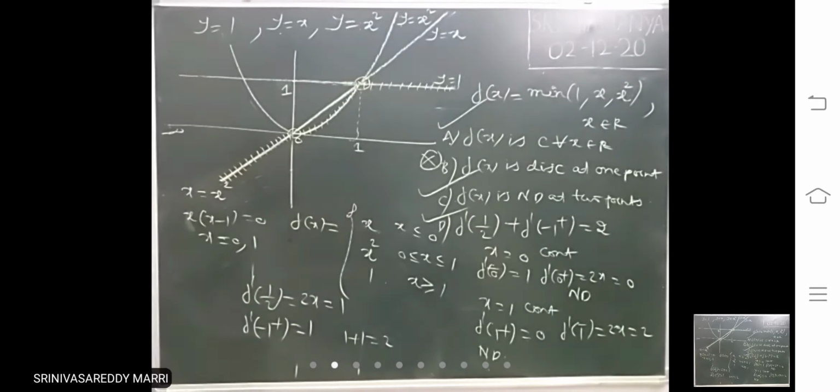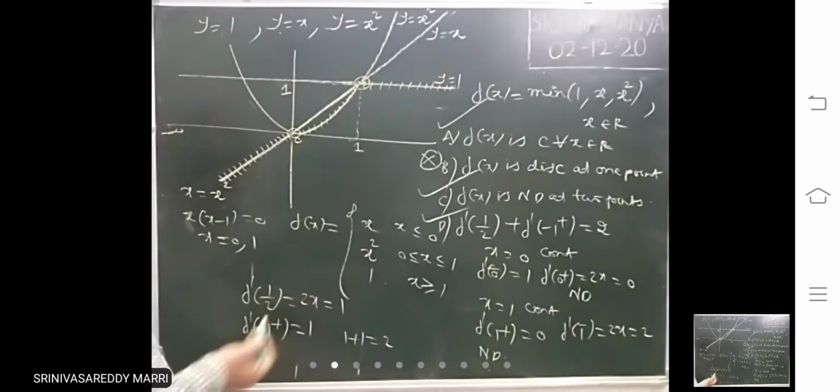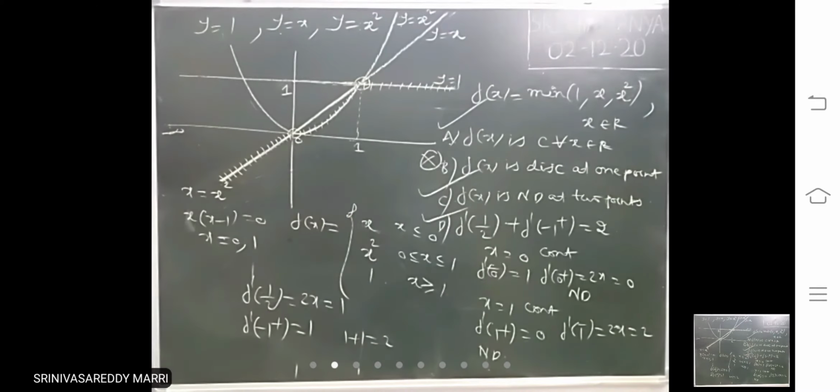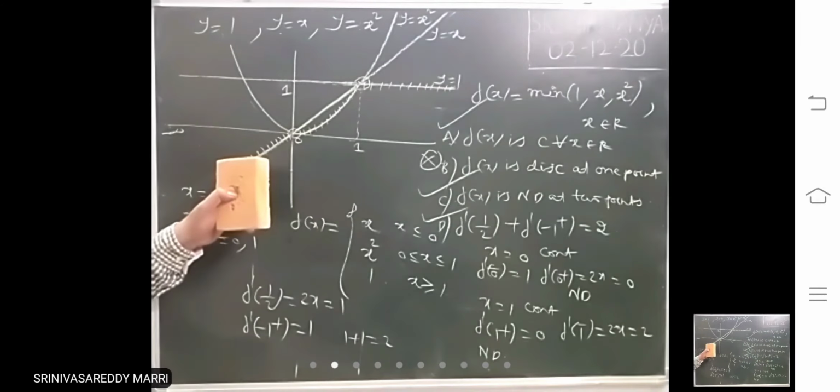Now, if you want to write where the function is not differentiable, look at the f of x graph. Whatever I have stated, that is f of x. Is there any break? No break. Therefore, it is continuous. Is there any break in the graph? No break, right? That means it is continuous.